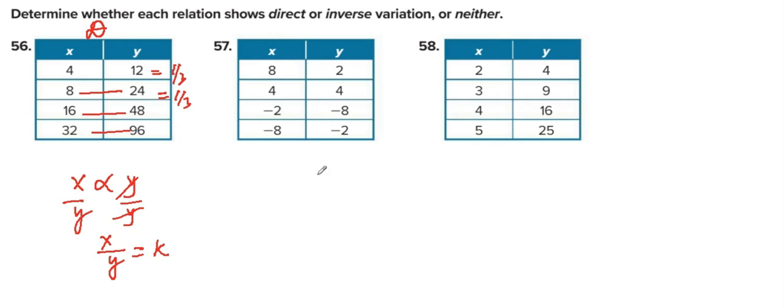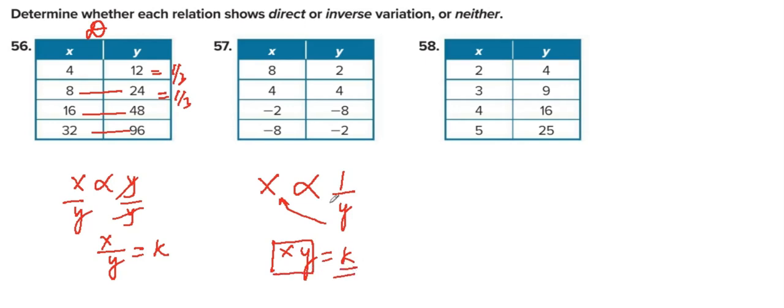Second one, this is inverse. Why is it inverse? Because x is inversely proportional to y. So how do we write it? Cross multiply. So xy is equal to a constant after removing the proportional sign. So we are multiplying here, and the product should be a constant. So multiply it. 8 into 2 is 16. 4 into 4 is also 16. This is also 16. All are 16. So that means this is inverse. When you multiply, you get 16, 16. So therefore it is an inverse variation.